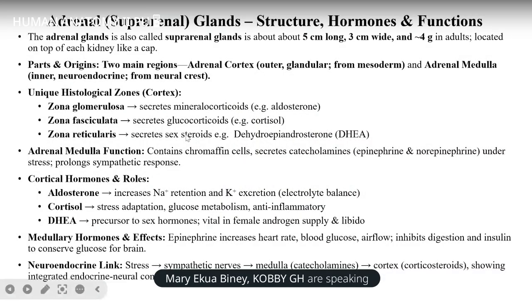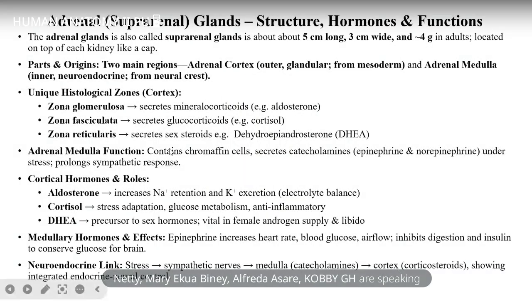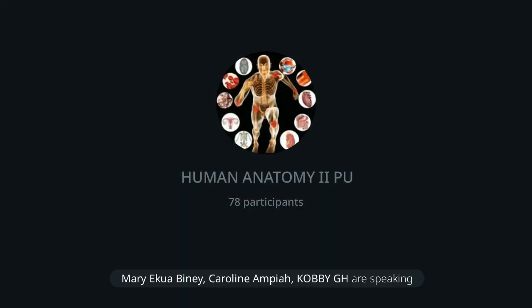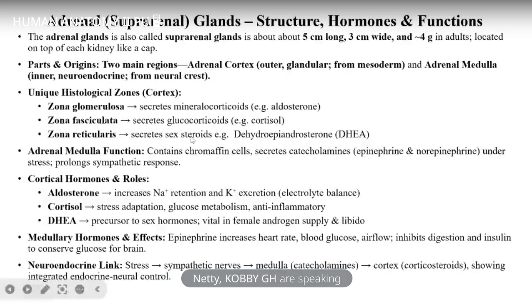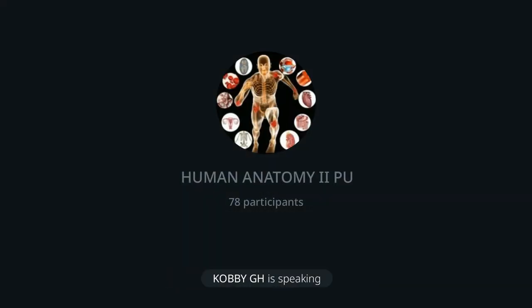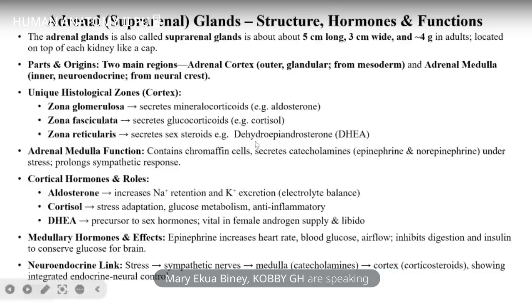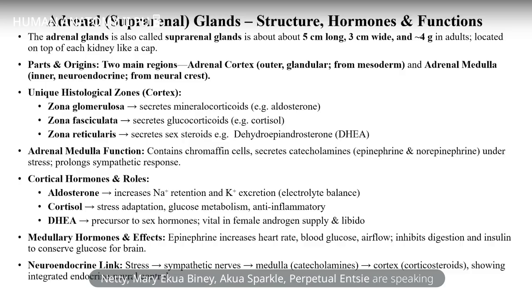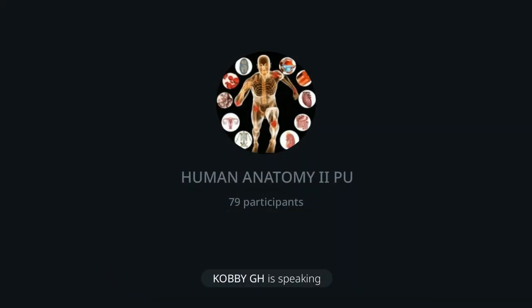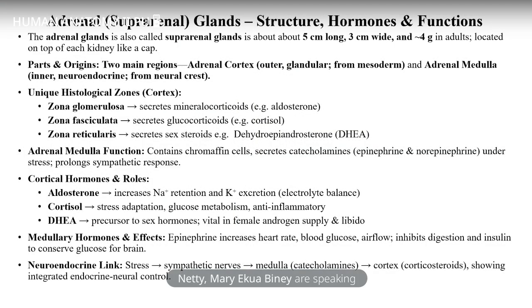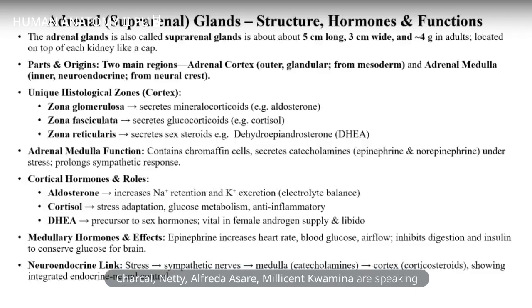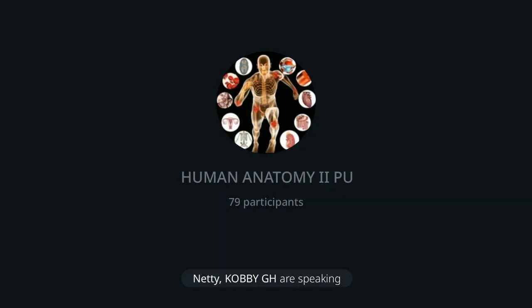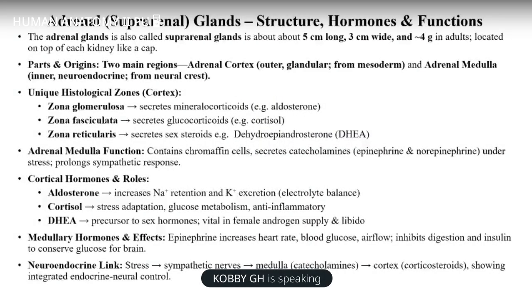Say sex steroids. Examples of some of these sex steroids include dehydroepiandrosterone. The zona reticularis, which is part of the cortex, produces dehydroepiandrosterone, and they are the sex steroids.